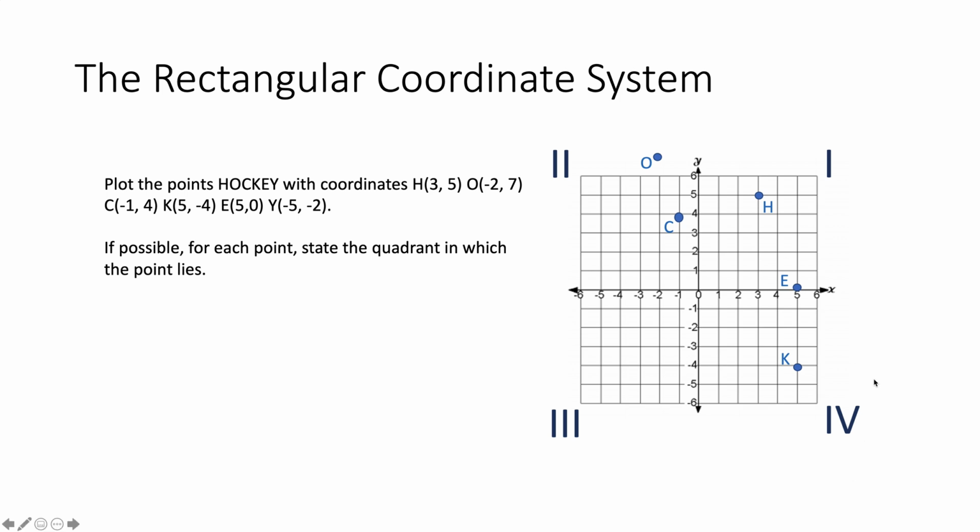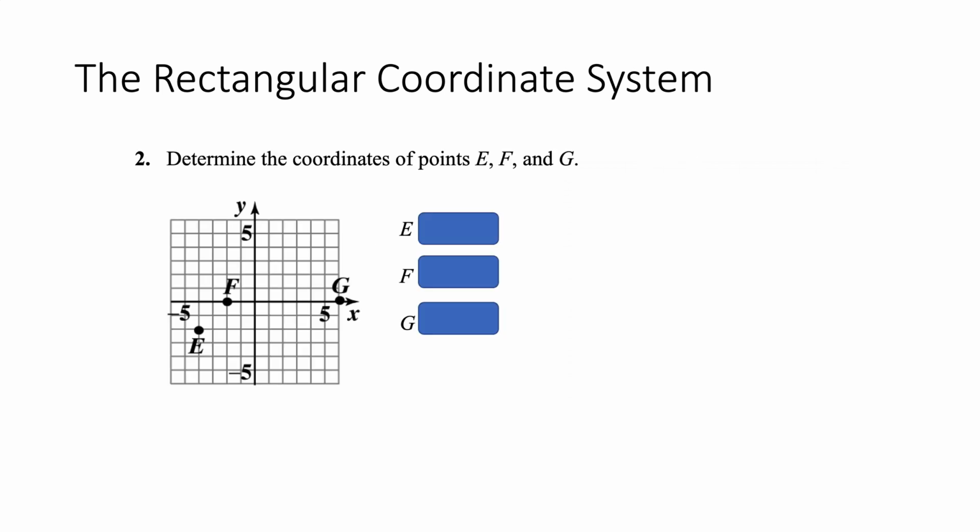And then (-5, -2) is in the third quadrant. Here it is, where x is -5 and y is -2. Okay? All right, let's take a look at the next one here. Determine the coordinates of points E, F, and G. So here's point E down here, F, and G. Go ahead and answer those with a little stop and start, and I'll go over the correct answers for you.